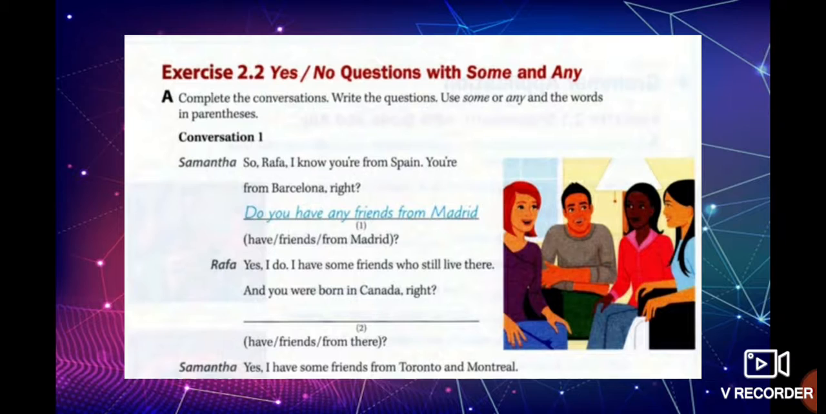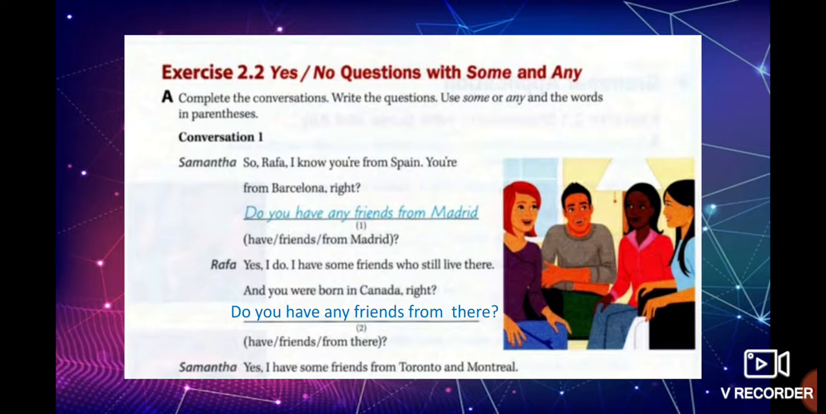Exercise 2.2, yes/no questions with some and any. Complete the conversations. Write the questions and use some or any and the words in parentheses. Conversation number one: Rafa, I know you are from Spain. You are from Barcelona, right? Do you have any friends from Madrid? You have the words in parentheses and you write them in the correct place using the quantifier. Yes, I do. I have some friends who still live there. And you were born in Canada, right? And the question is: Do you have any friends from there?